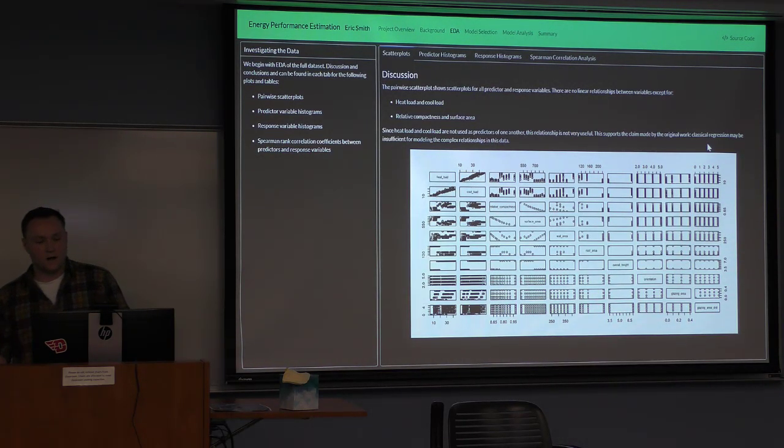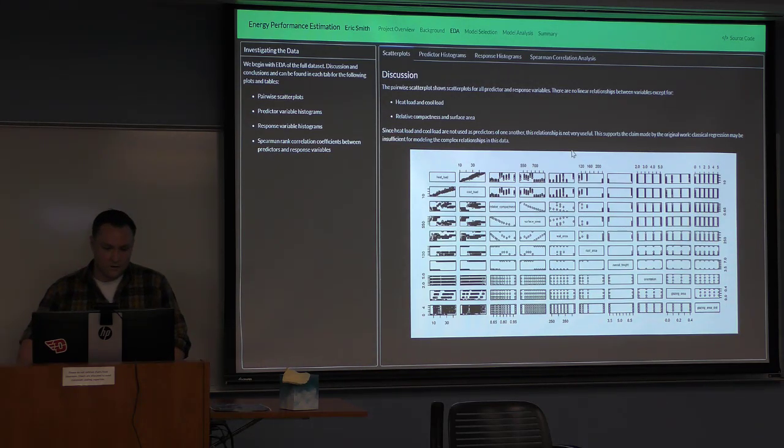So I start with the scatter plots. So in the top left, I have my 2 response variables. The rest are all my predictors. There's really only 2 linear relationships between the 2 response variables, which is not helpful because they are not used as predictors of one another. And then there's one other linear relationship between relative compactness and surface area, but otherwise, this data is very discrete. All the relationships are going to be nonlinear, and their claim is starting to look valid.